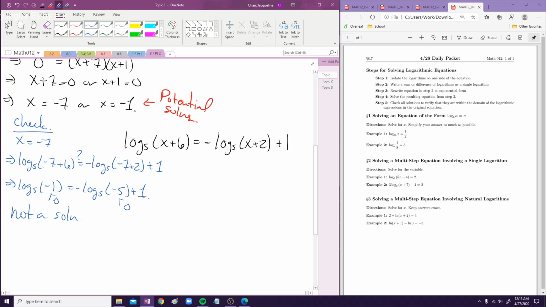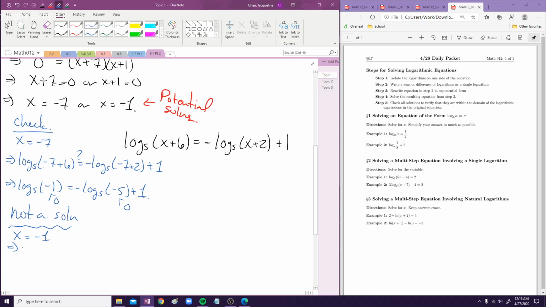Okay, so yeah, it does not have to be both. It could have just been at one of these. All right, and it's still not a solution. So x minus 7 is not a candidate for a solution anymore. So now let's look at x is equal to -1.